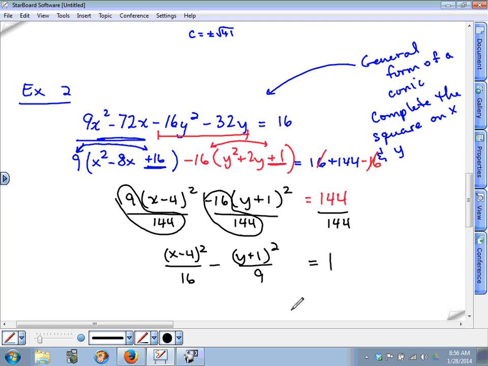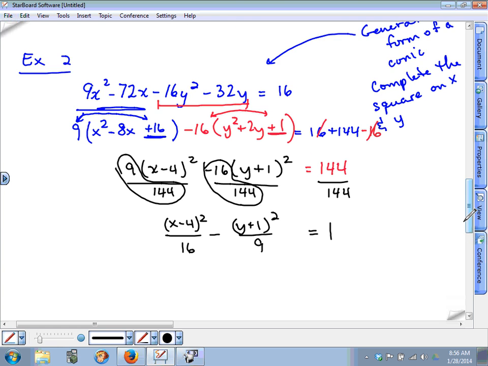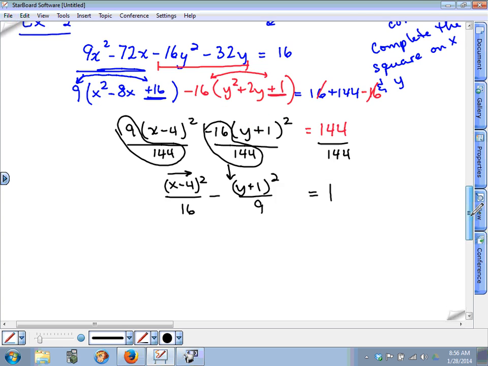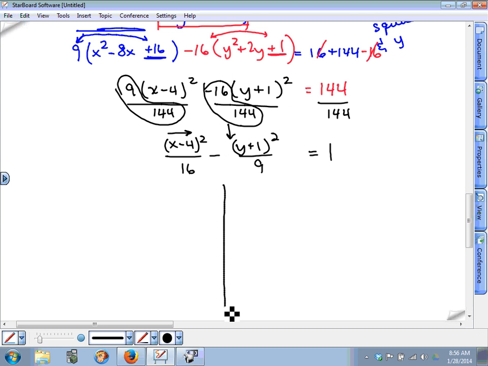Now what type of conic is it? Oh. It's a hyperbola. Shifted where? To the right 4 and down 1. It's going to the right 4, down 1. Alright, so we're ready to graph, finally, after months of agony.